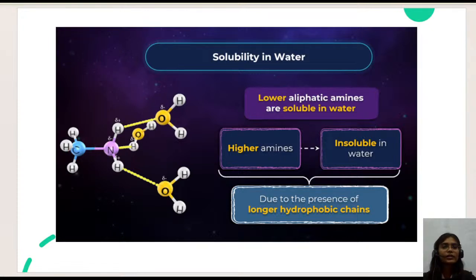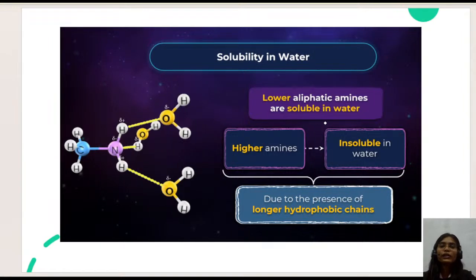Look at what is written here: in solubility, lower aliphatic amines are soluble in water, and with higher amines, branching keeps increasing and the number of carbons starts increasing. So solubility starts decreasing, because the more carbons there are, the more hindrance there is. Lower aliphatic amines are soluble in water, but once the number of carbons increases, they are insoluble in water.